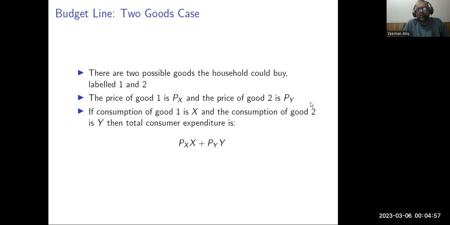This expression shows you the amount of expenditures that you make on the two goods. The total amount that you spend on X will be this, and the total amount you spend on Y is this. You can find this out by multiplying the quantity of X with the price of X. This is the amount that you are spending on X. And the total amount you spend on Y can be found out by multiplying PY with Y. So this expression tells you the total amount of expenditures that you make on good X and good Y.